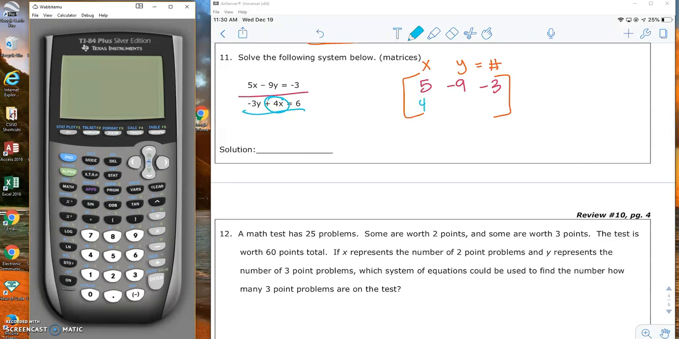So X is 4, Y is -3, and your number is 6. If preferred, you can rearrange, but be careful when you rearrange. You keep the signs with your numbers. So that negative in front of the 3 moves with the 3, and the +4 moves.